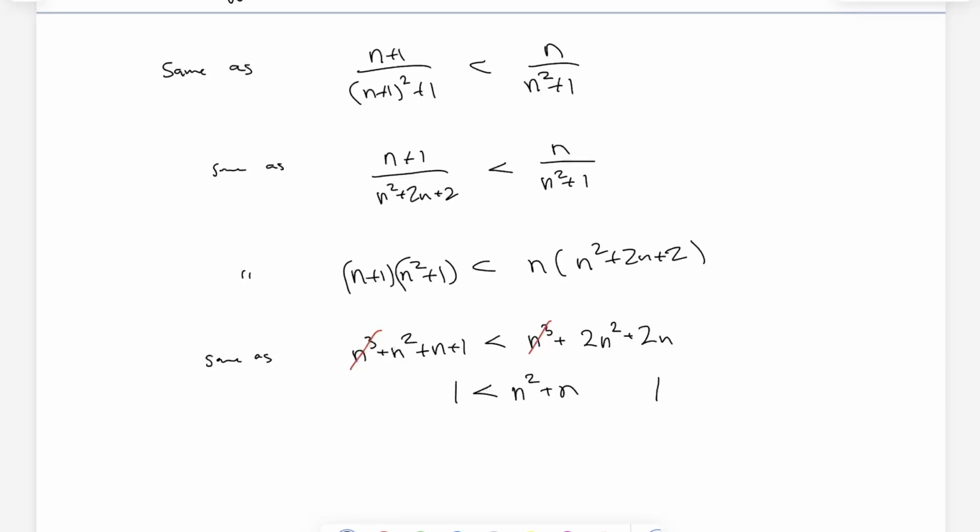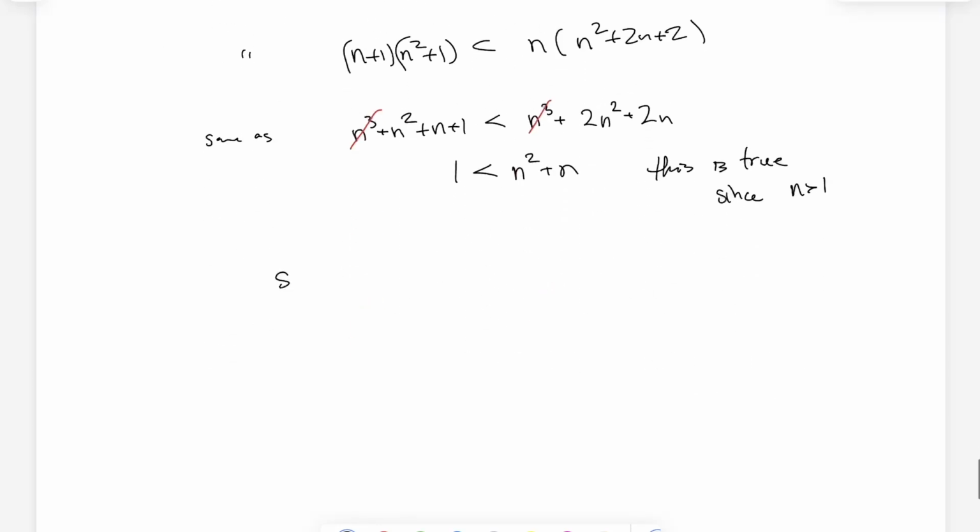So I end by saying this is true. If you want some justification, you could say since n is at least 1, when you do this and add it together, you get something that's more than 2 on the right-hand side. So that means a_{n+1} is less than a_n.